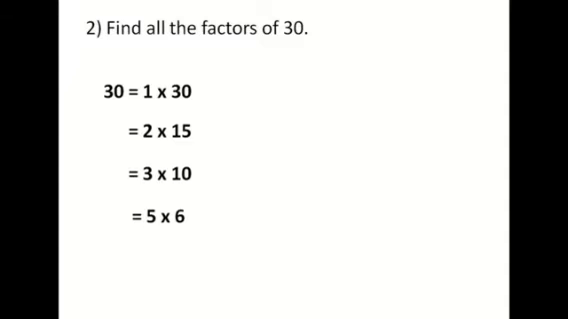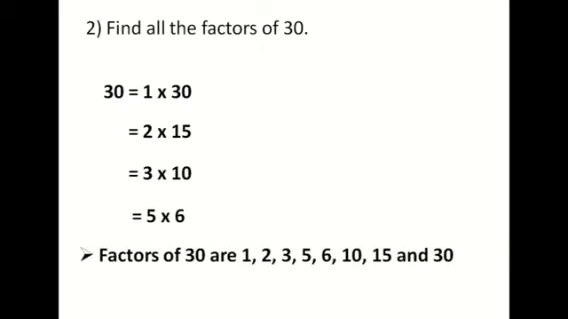10 you will get 10 3s are 30, but you have already written 3 10s are 30. After that you will get in the table 15 2s are 30, and even 30 1s are 30. So we are not going to repeat. Now we'll write down the factors. What are those? 1, 2, 3, 5, 6, 10, 15 and 30. So factors of 30 are 1, 2, 3, 5, 6, 10, 15 and 30. I hope you have completed.